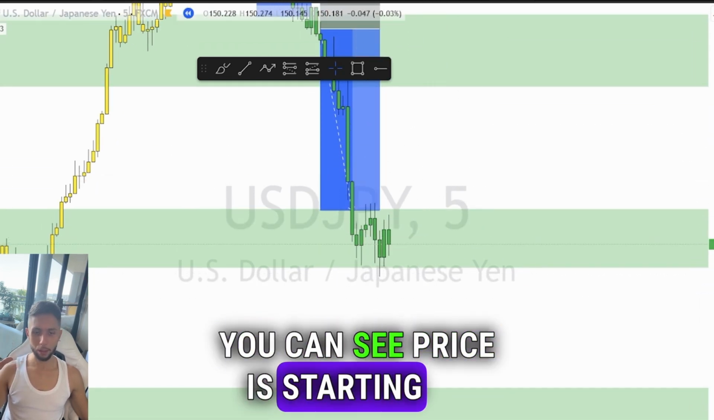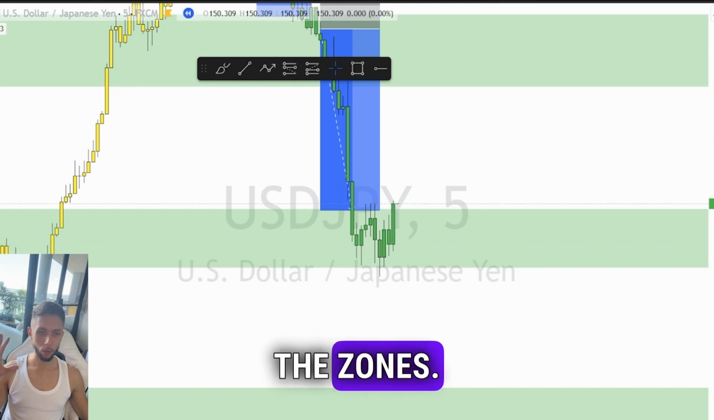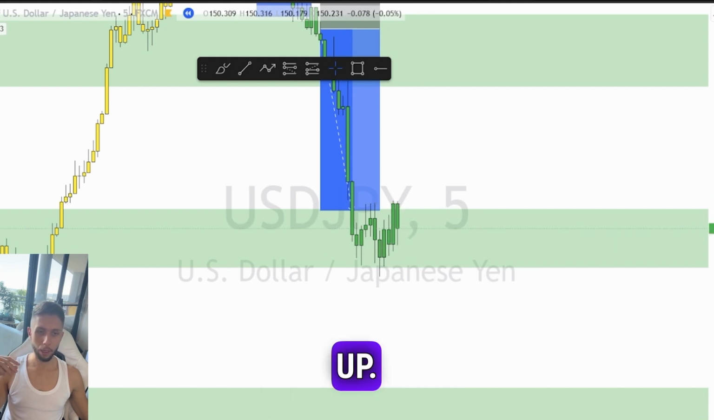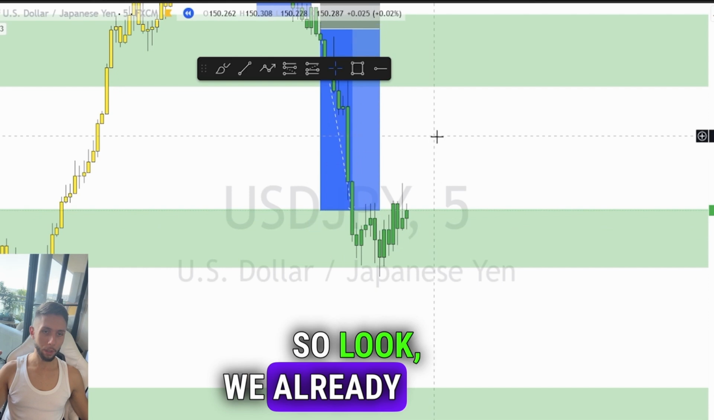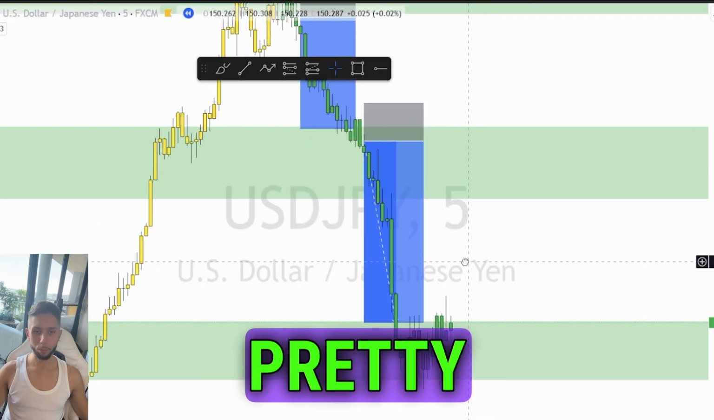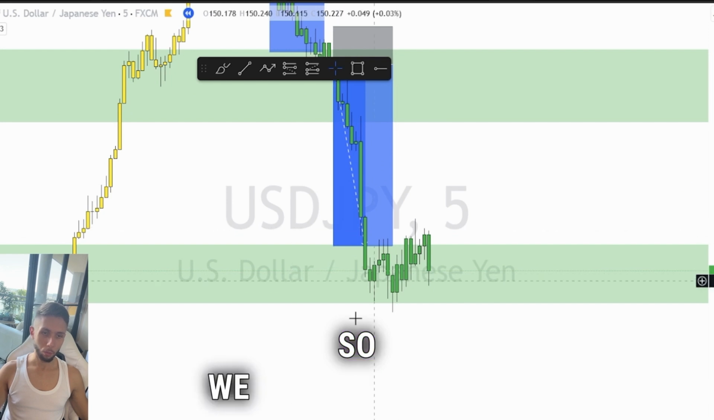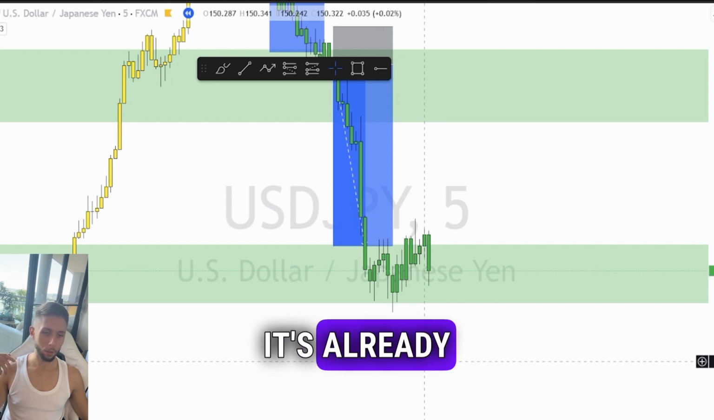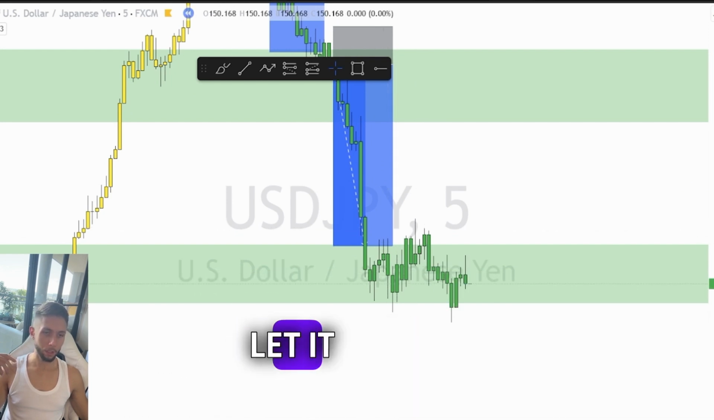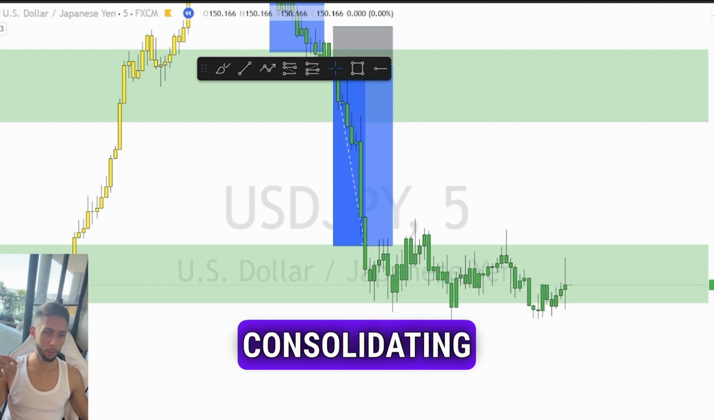You can see the price is starting to reject the zones a little more, and we are reversing if anything up. So look, we already made about pretty much 8 times whatever we risked. So we could probably just sit on our hands now. It's already past our time frames, but let's just let it run for argument's sake. Yeah, it's already consolidating a little bit.